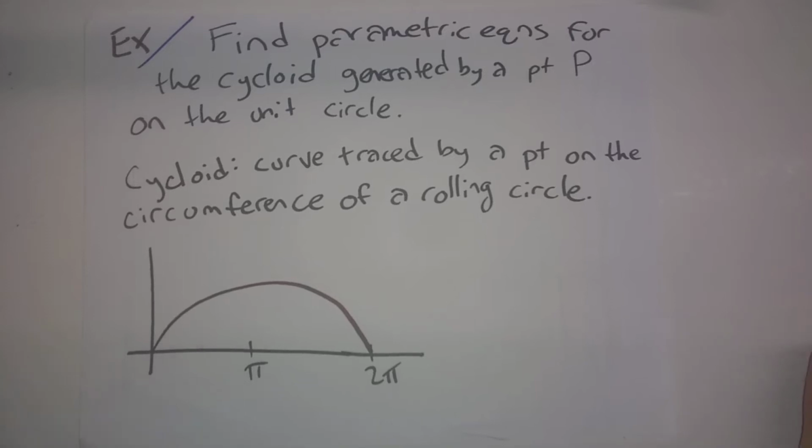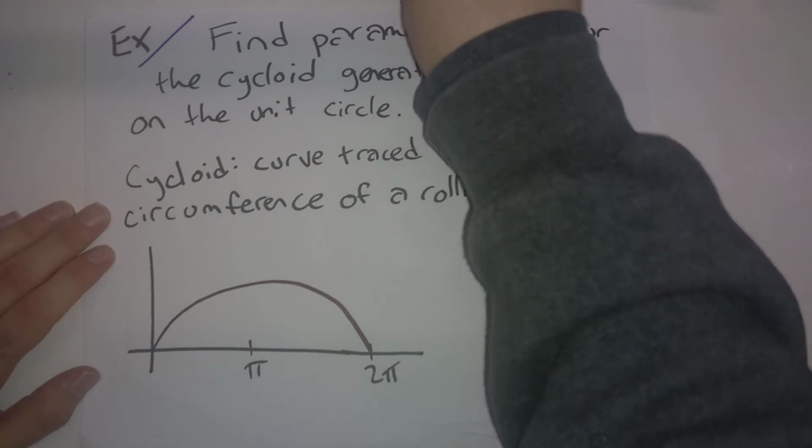Other interesting examples of parametrizations. So this one: find the parametric equations for the cycloid generated by a point P on the unit circle. Well, what is a cycloid? It's a curve traced by a point on the circumference of a rolling circle.